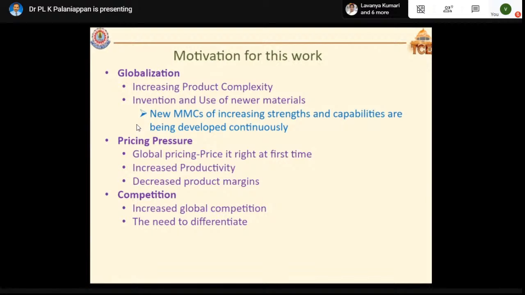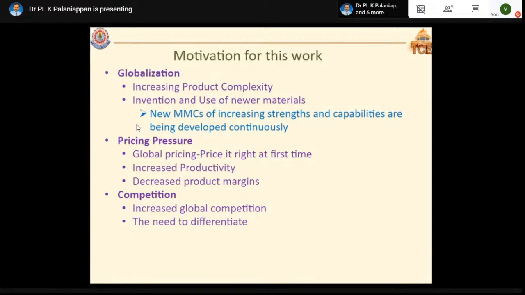The pricing pressure, again the global pricing pressure, is that we have to give the right price the first time. When you are introducing our product, we have to come out with the right price. So this emphasizes the optimization of the equipment processing. Whatever technology we have invented, the technology should be optimized. For that only, the process parameter optimization is taken. So this is one of the motivations.